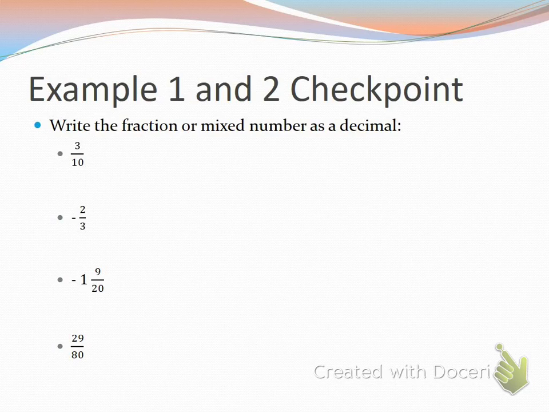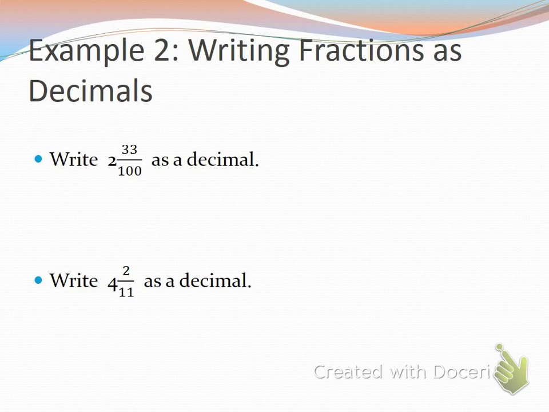Okay, so now mixed numbers. Guys, where does the whole number go if I'm writing it as a decimal? Where does the whole number go? Before or after the decimal? Before. Okay, so you don't even have to include that in your calculator. Okay, you know that that's the whole number. Now, change the fraction part to a decimal.